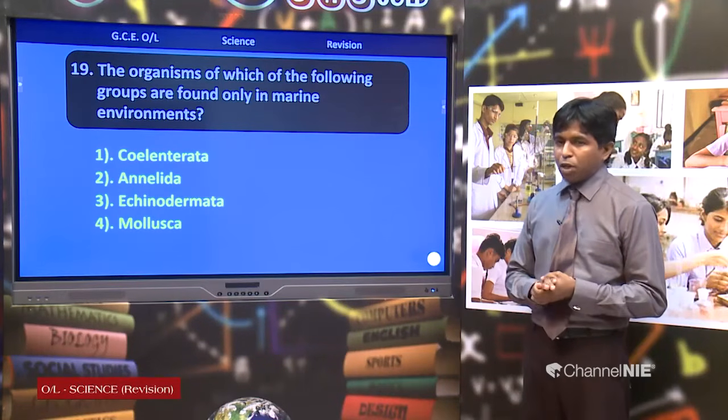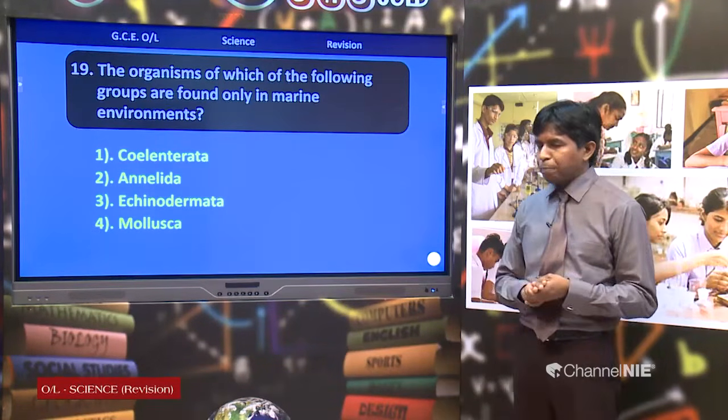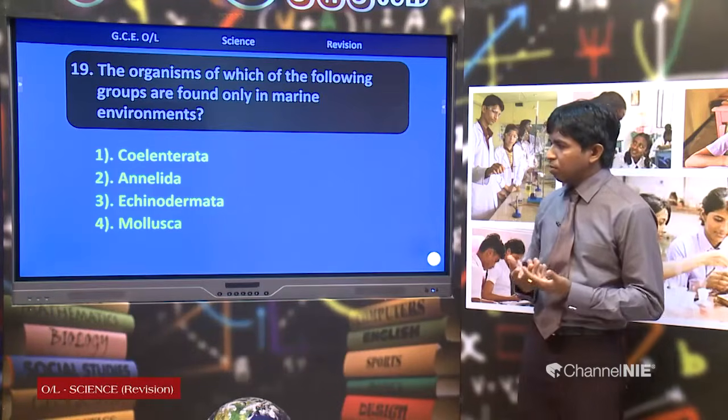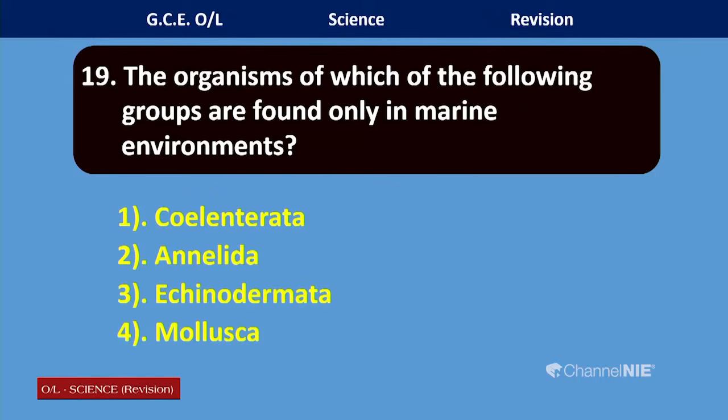Last one, Mollusca. What are the examples under Mollusca? The snail, cuttlefish, sometimes covered with a shell. In Mollusca, there can be both fresh water as well as marine organisms. The snail is found in a wet environment, and the squid and cuttlefish are found in the marine environment. So, the answer for question number 19 is the third one.